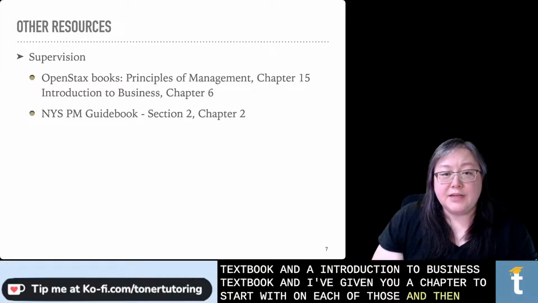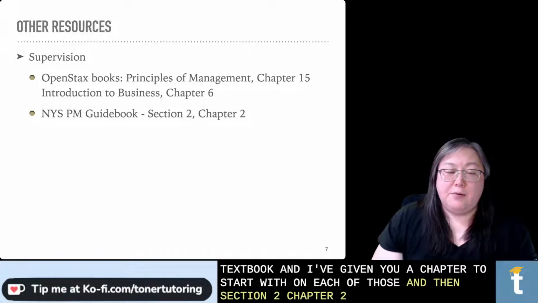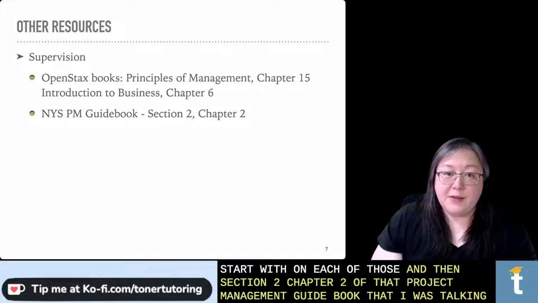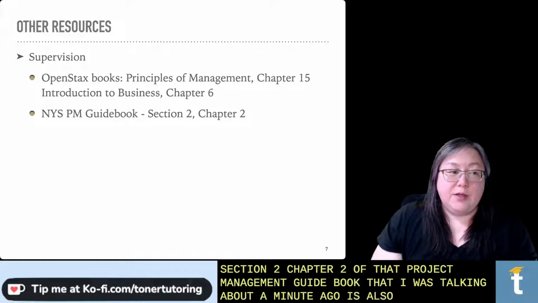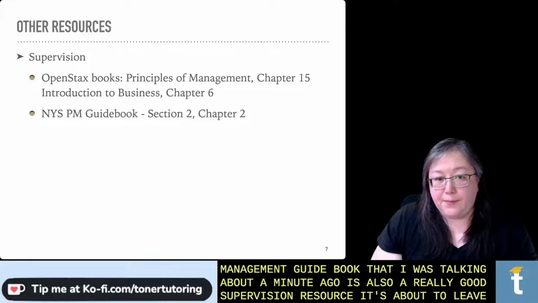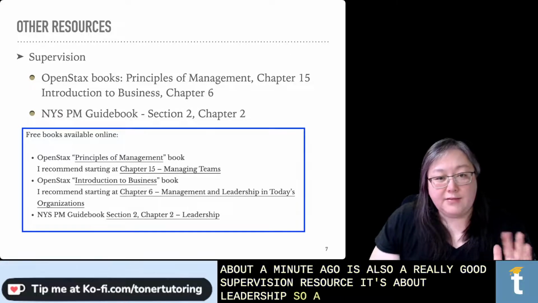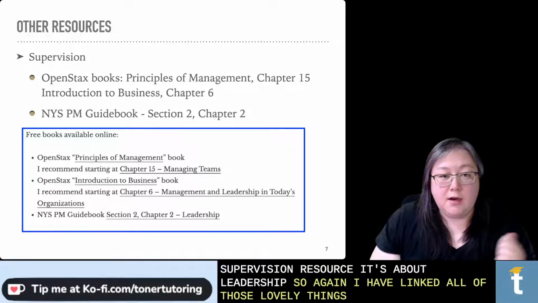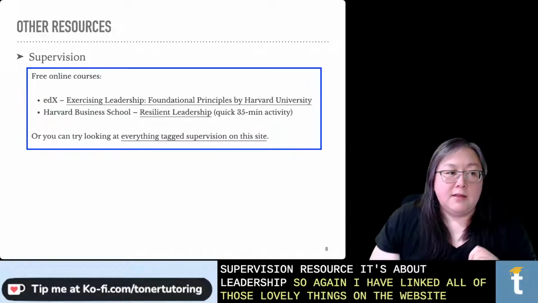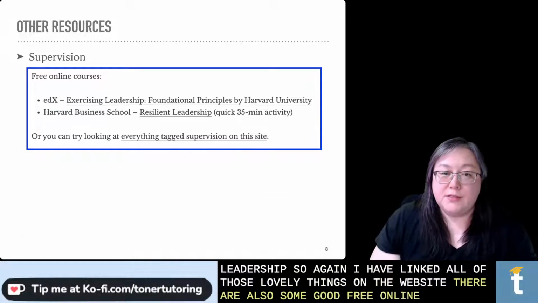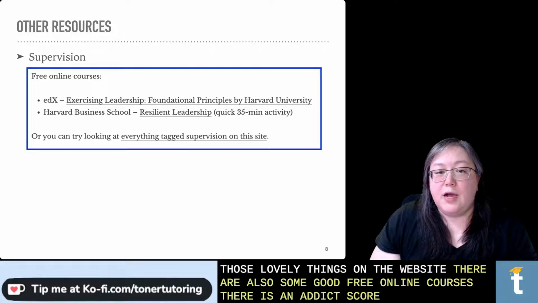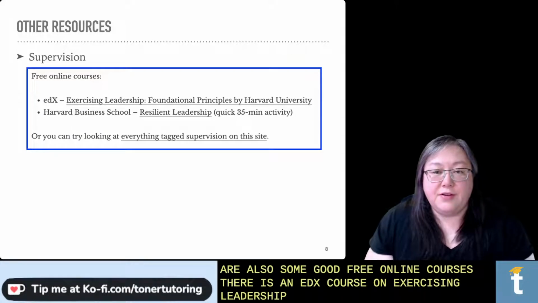And then Section 2, Chapter 2 of that project management guidebook that I was talking about a minute ago is also a really good supervision resource. It's about leadership. So again, I have linked all of those lovely things on the website. There are also some good free online courses. There is an edX course on exercising leadership foundational principles.